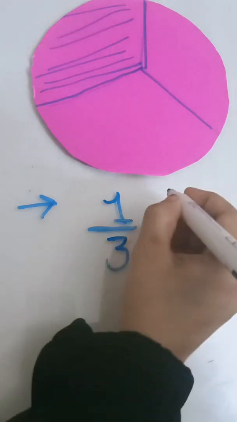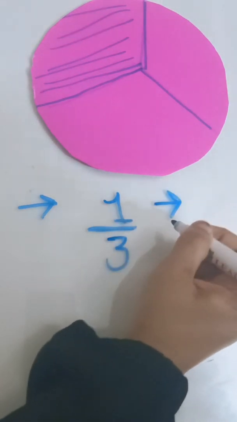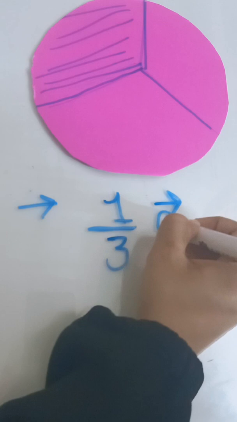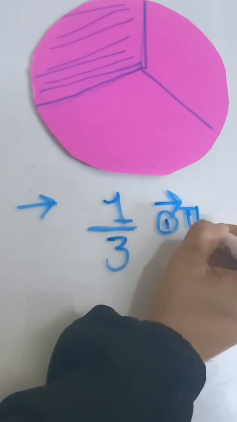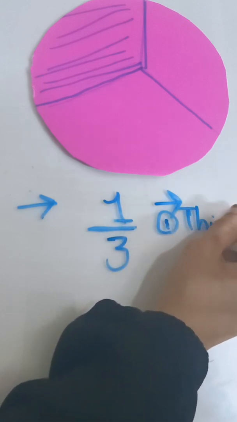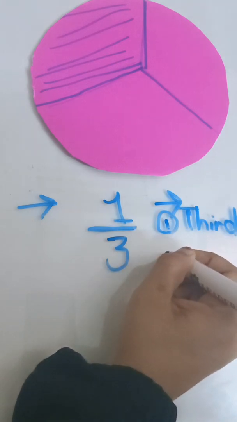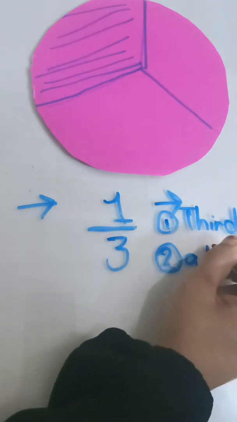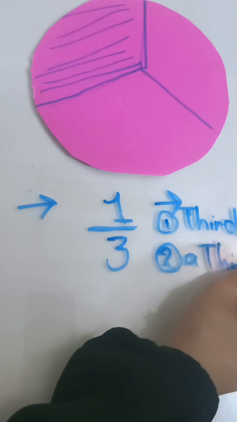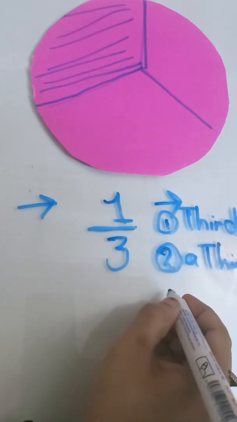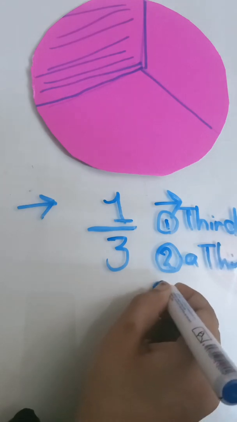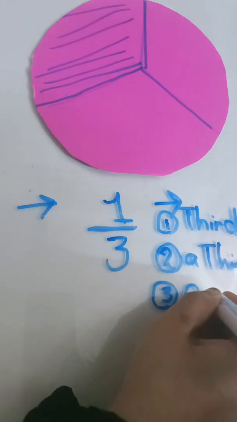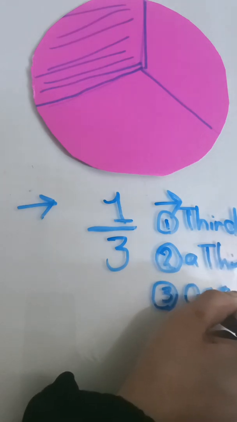It's called what? 1 is called a third. Again, third. Or a third. Or one third.